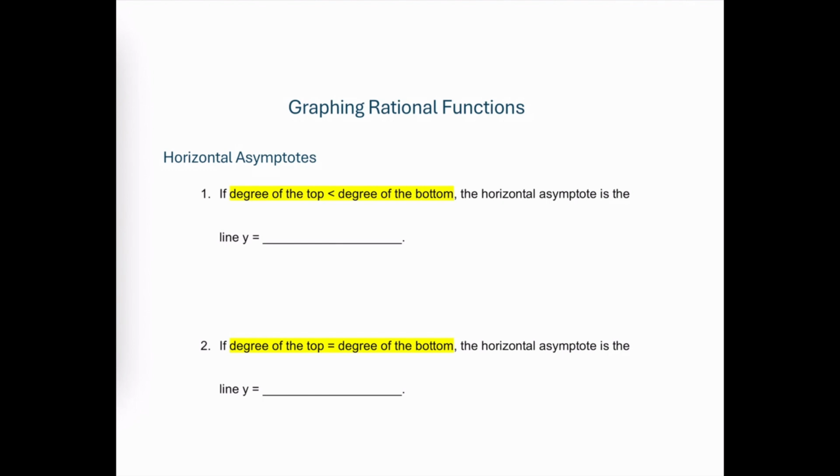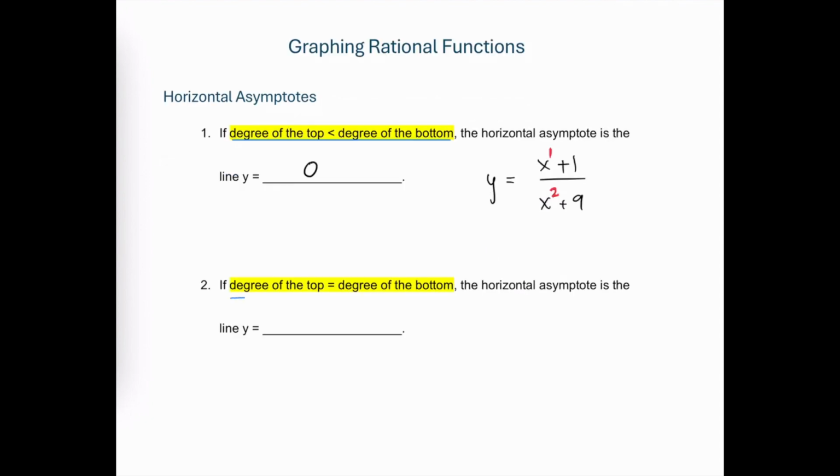When graphing a rational function, one of the quantities that you'll be asked to find is a horizontal asymptote. There are two cases that could generate a horizontal asymptote. One is if the degree of the top polynomial is less than the degree of the bottom polynomial. A quick example of this would be where the degree of the top is degree 1, but the degree of the bottom is degree 2. When the degree of the top is less than the degree of the bottom, the horizontal asymptote will always be the line y is equal to 0.